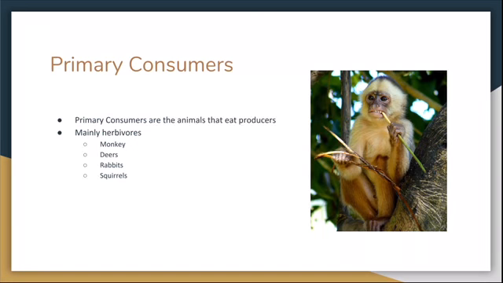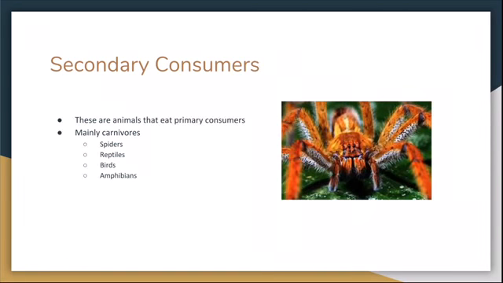Which brings us to our next category, which is primary consumers, which are the animals or organisms that eat the producers or the plants. There are mainly herbivores, which means that they eat plants. This includes monkeys, deer, rabbits, and squirrels, which are all animals that could be found in a rainforest. This brings us to secondary consumers, which are carnivores. These are the animals that eat primary consumers. This includes spiders, reptiles, birds, and amphibians. These all eat the herbivores that eat the producers.